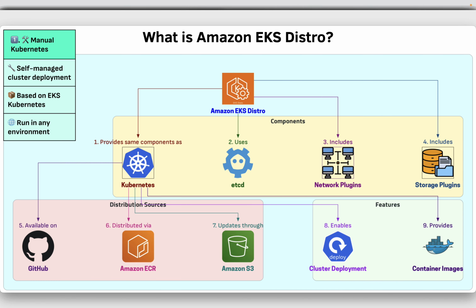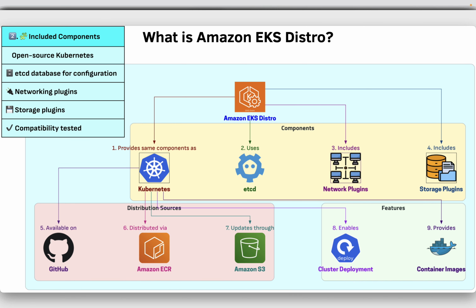So what is Amazon EKS Distro? Amazon EKS Distro allows you to manually run Kubernetes clusters in various environments. It is based on the same open source Kubernetes used in Amazon EKS. EKS Distro bundles essential components like open source Kubernetes itself, etcd, which is used as the cluster configuration database, and necessary networking and storage plugins, all tested for compatibility.